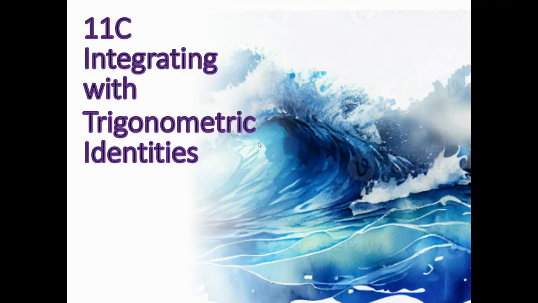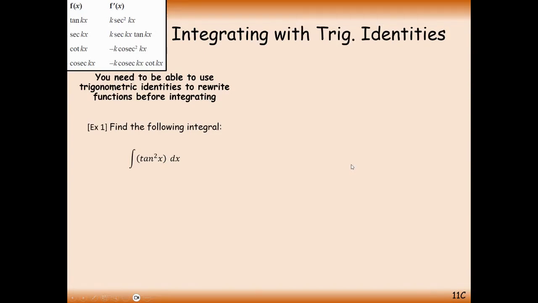In this video, we'll be looking at integrating some trigonometric questions or trigonometric identities. So, very first example is the integral of tan square x with respect to x. You may know that tan is sine over cos, but tan square will be sine square over cos square. That's not going to help us very much.